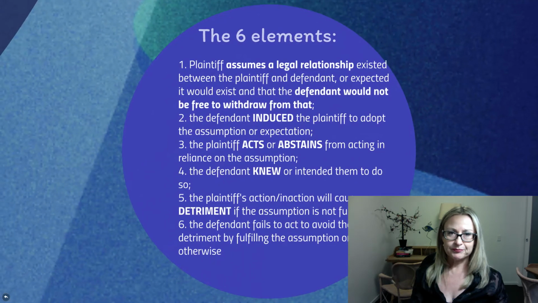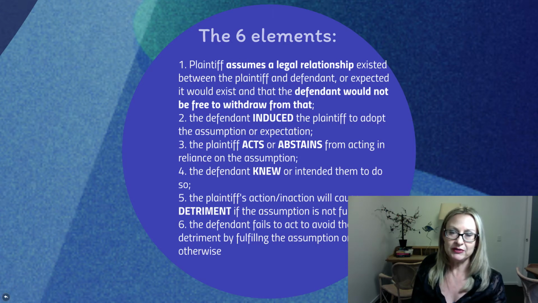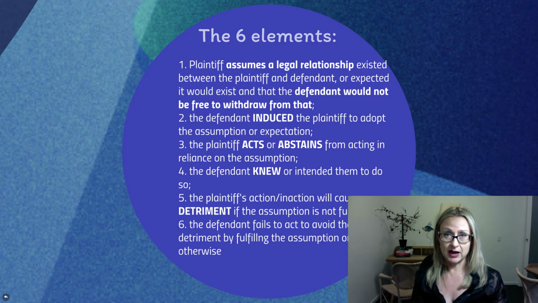So, Justice Brennan set out what is a fairly famous treatise on equitable estoppel in that case, and he set out 6 elements which have been cited and cited and cited and cited, and you can take it from me, this is good case law. So the first element, plaintiff assumes a legal relationship exists between the plaintiff or expect it would exist, and the defendant would not be free to withdraw from this assumption that had been made, okay?